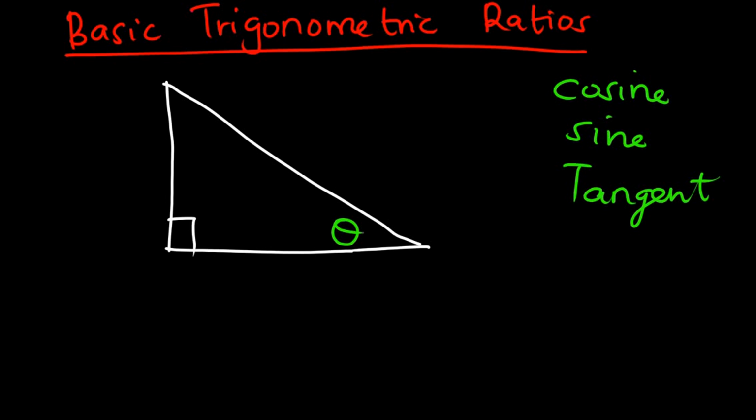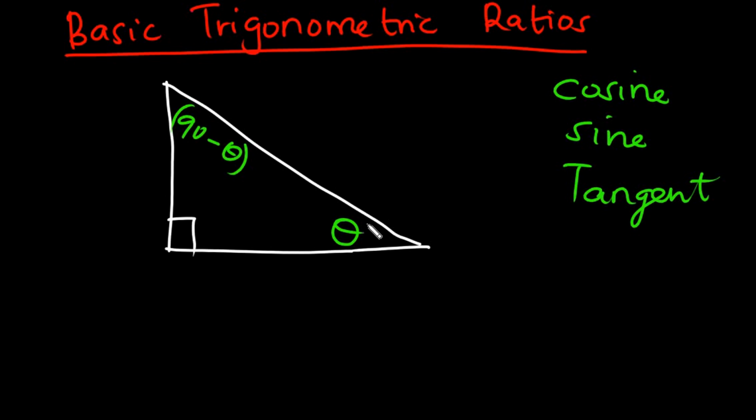Now we have a simple sketch of a right angled triangle. So we have this angle here as theta, and since this angle and this angle should add up to 90 degrees, let's have this angle as 90 minus theta. So let me label that angle as 90 minus theta.